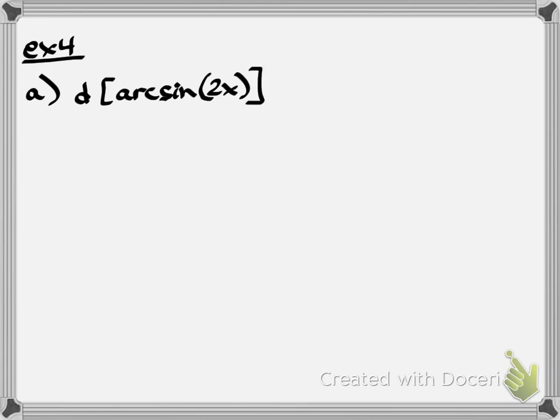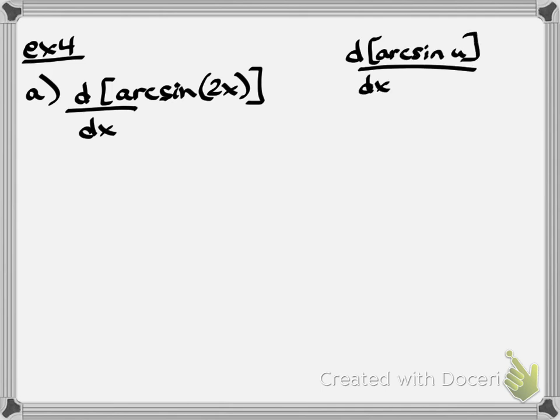Okay, so if you've got them written down, or you're going to look back at them, let's do example 4 together. I'm just going to see how these things work. A part. Let's find the derivative of the arc sine of 2x with respect to x. Okay, so looking back at the formula for the derivative of the arc sine of u on the other page, it is u prime over the square root of 1 minus u squared.